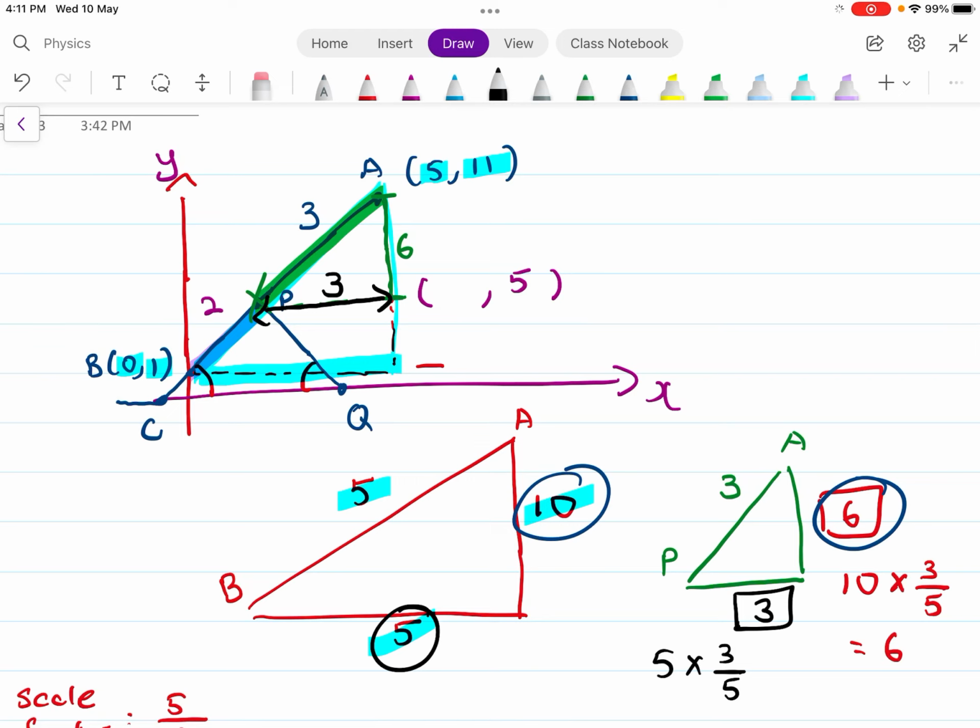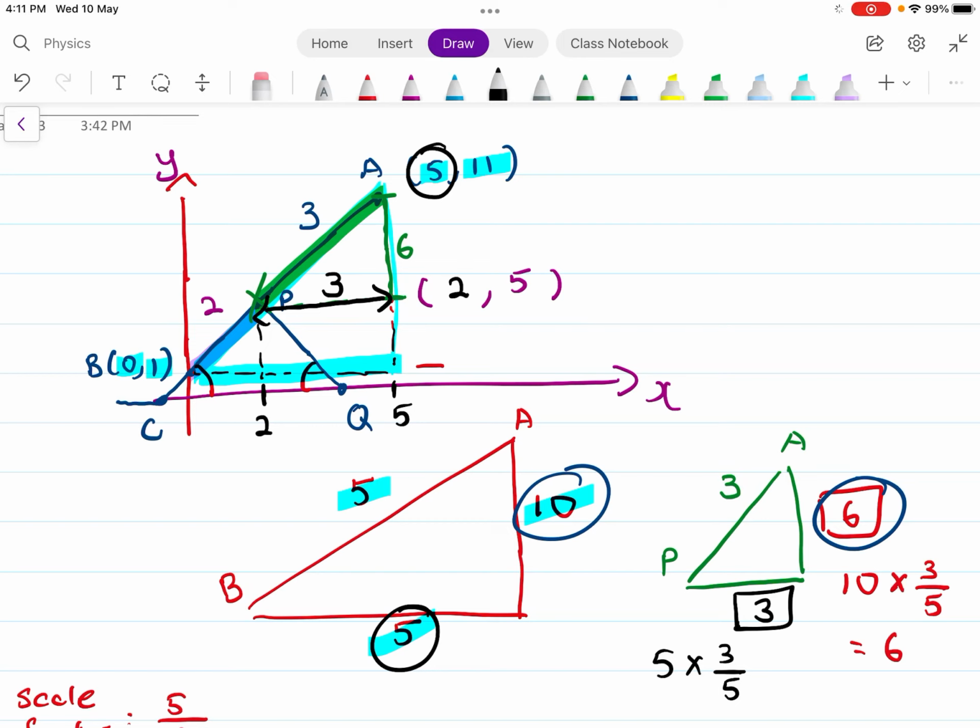Now let's determine the x coordinate of P. Based on this, here is 5, so you go 3 units towards the left. Because this is 5, here will be 2. So the x coordinate of P is 2. That's how you find it. So the first part is actually testing you on congruency and similarity.